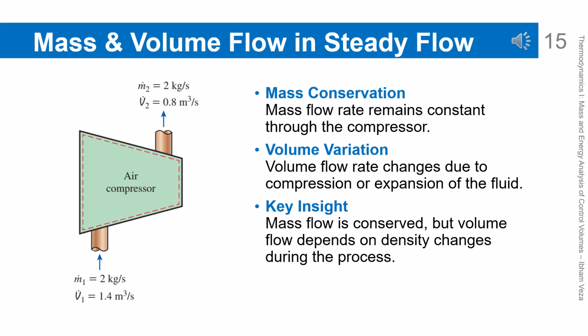Mass and volume flow in steady flow. Although the mass flow rate remains constant, the volume flow rate can change. This change occurs because the fluid density changes during compression or expansion. In a compressor, the outlet volume flow can be smaller even though the mass flow is the same. This shows the important difference between mass and volume concepts. This understanding is critical in gas system analysis.